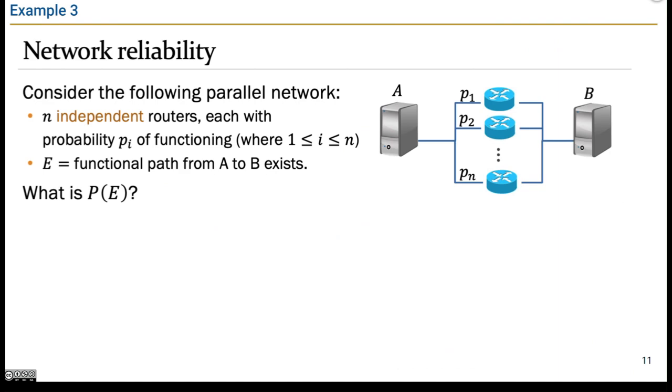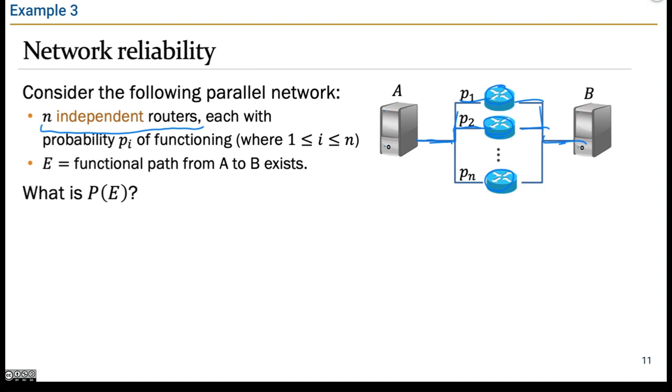Let's try another example. Okay, so now I'm going to tell you in advance that I have n independent routers. So this is nice. You don't have to test it. I'm telling you they're independent. They each have a probability p sub i of functioning. So think of this one as probability p sub 1 of working, this one p sub 2, this one p sub n. E is the event that there's some functional path. So I'm able to get from here some way to here. And maybe more than one, right? But there has to be at least some functional path. What is the probability of E? Go ahead, put it on pause and see what you come up with.